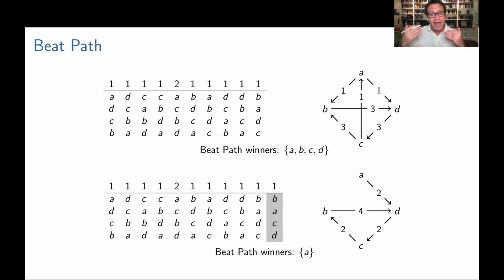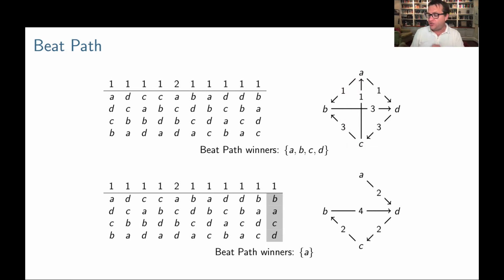The strength of that path is also 1, because you look at the minimum margin along that path. So, in fact, every path from A to D has strength 1. What about from D to A? Well, there is also a path back from D to A. D beats C, and C beats A. The strength of that path is 1.